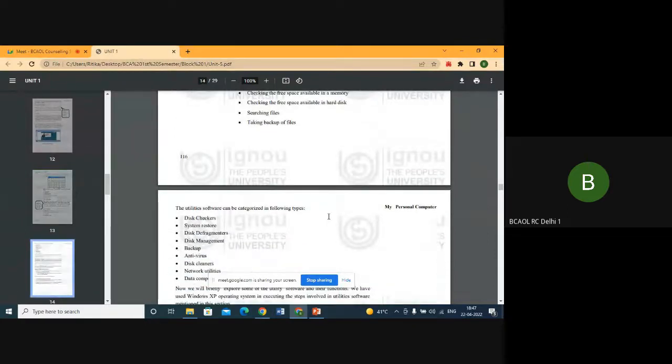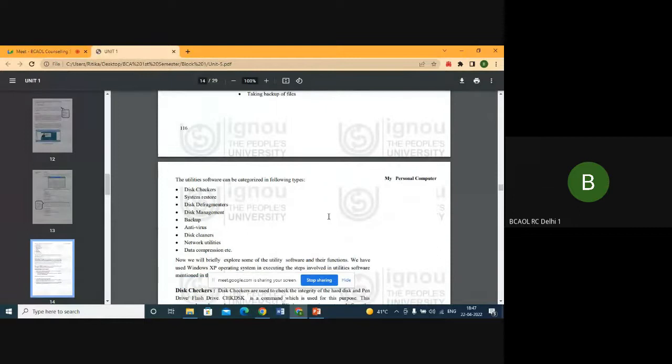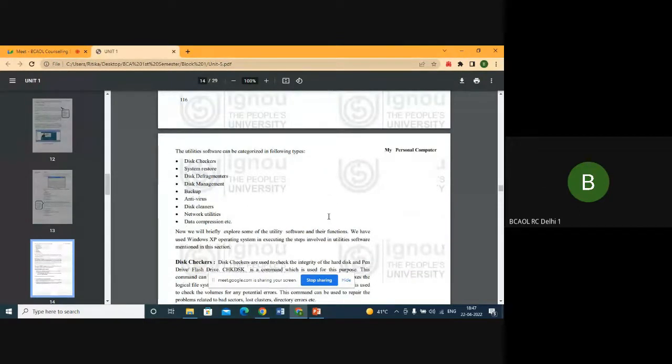Medicine is not involved in any maintenance of the computer system. So medicine software will be application software, but these are generally system maintenance software, which are utility softwares. Okay, ma'am.